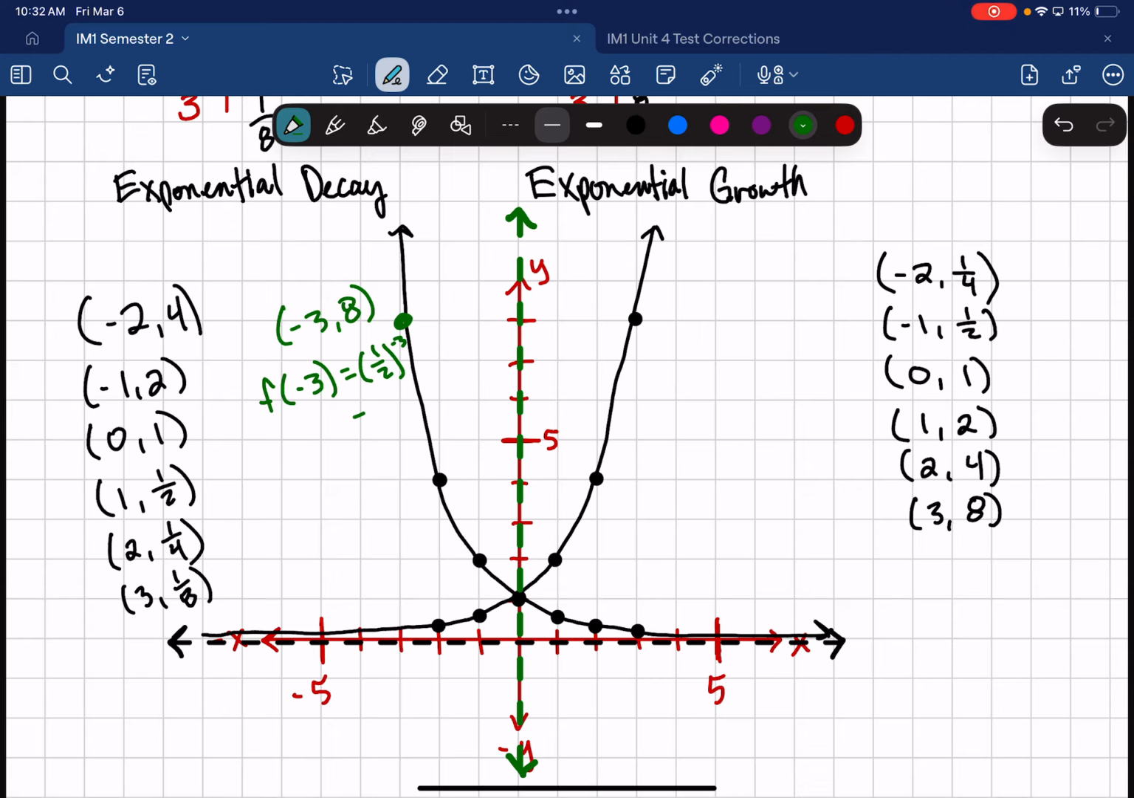What do we think? Negative power flips. That is, in fact, 8. So hopefully, graphing may be feeling a little bit better.